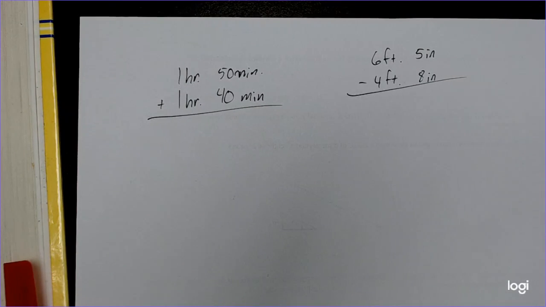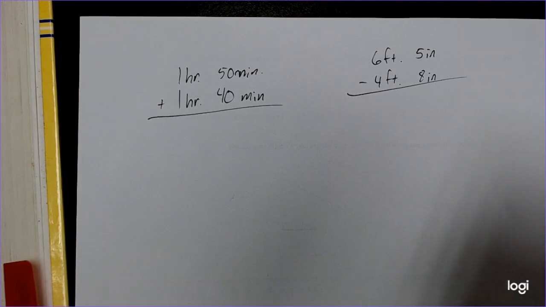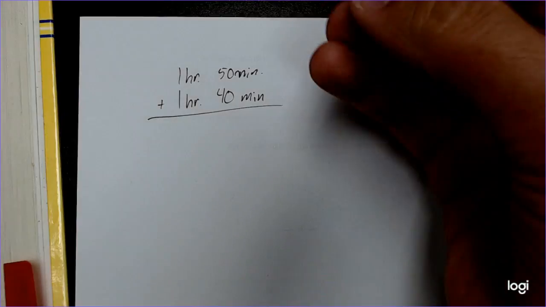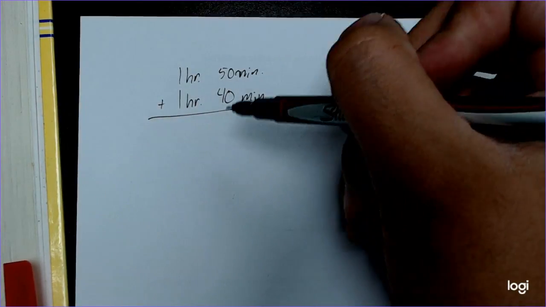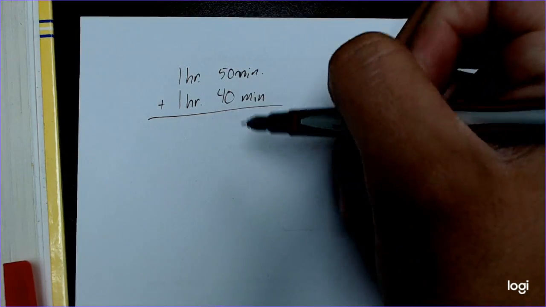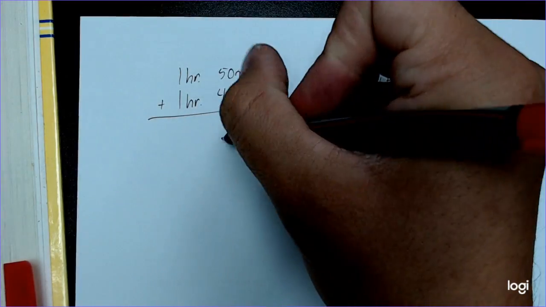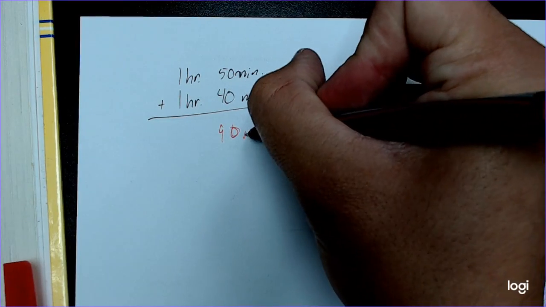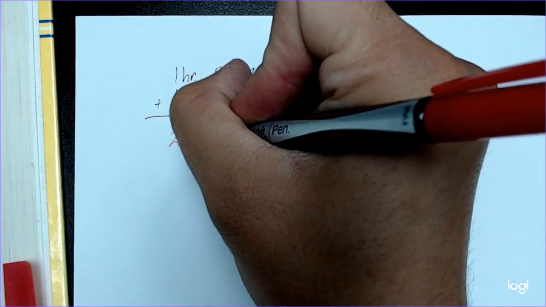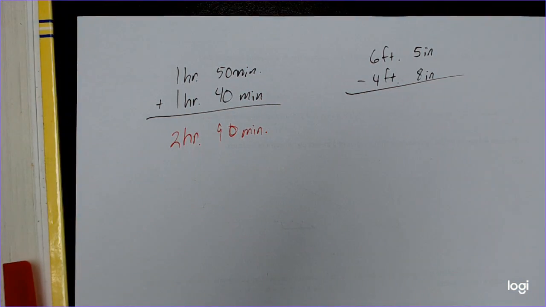Okay, let's start with this first problem. This is an addition problem with hours and minutes. This is going to be very similar to our mixed number addition and subtraction, and you'll see how in a second once we have to start converting. So 50 minutes plus 40 minutes, that's 5 plus 4, 9, so 90 minutes. 1 hour plus 1 hour is 2 hours. So the answer would be 2 hours and 90 minutes.